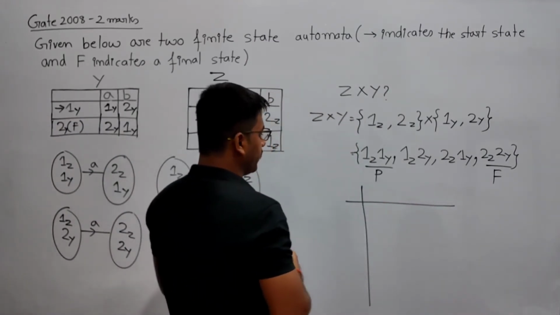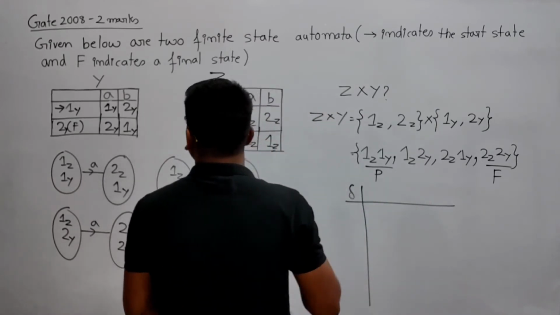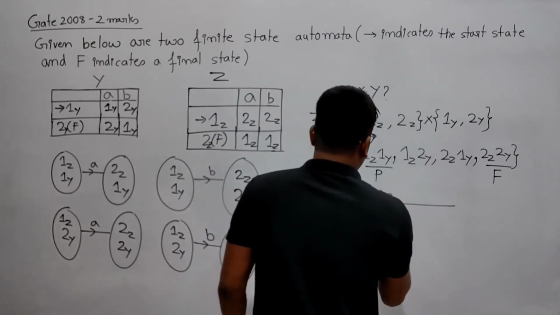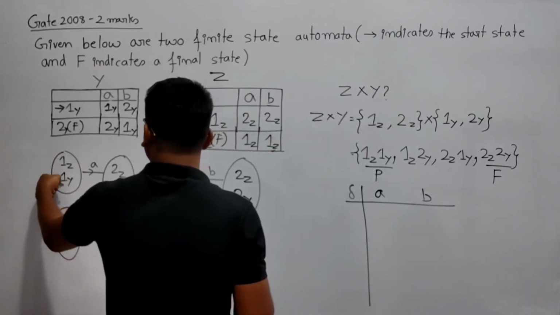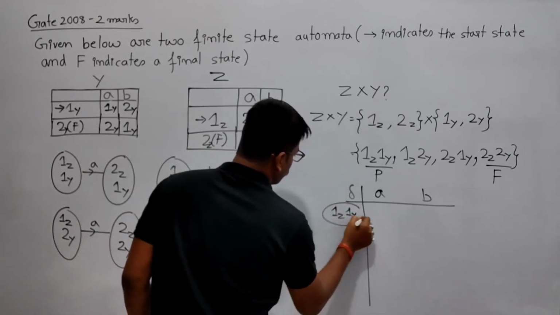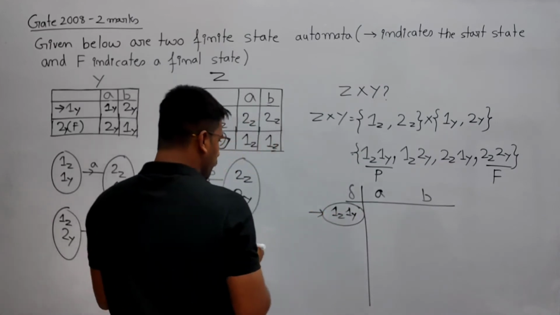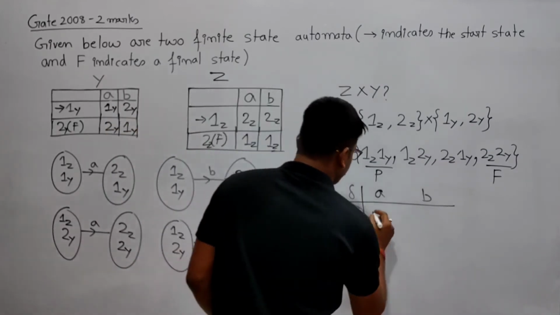So this is your delta. Here the states are going to be the first, with input alphabet A, B. Now the initial state is 1Z, 1Y. 1Z, 1Y is going to be your initial state. Now by getting A, where is it going? It's going to 2Z, 2Y.